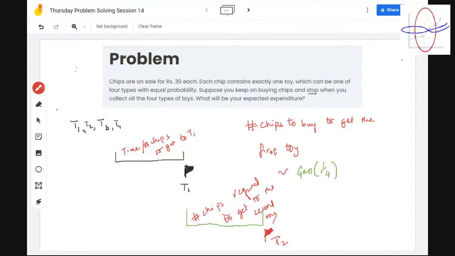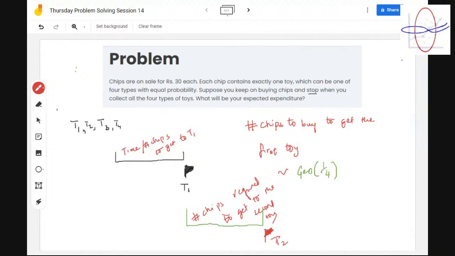Okay, let's do the simulation in R and check what the answer will be. Are you all okay with it, guys? Are you all okay with it? Let's do a simulation in R.